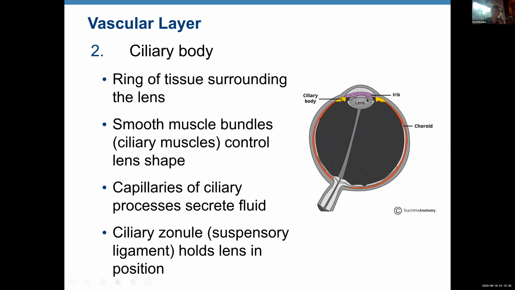Then the ciliary body, shown here in yellow color, it's a ring, right? This is a mid-sagittal section, right? So you see pieces of it, but it's actually a ring. The ciliary body is a ring of tissue surrounding the lens. So here's the lens and the ring surrounding the lens. It's smooth muscle bundles, ciliary muscles, that control lens shape. They have these finger-like structures called ciliary processes. And inside those processes, we have capillaries and they secrete fluid. Ciliary zonules are ligaments that hold the lens in position.